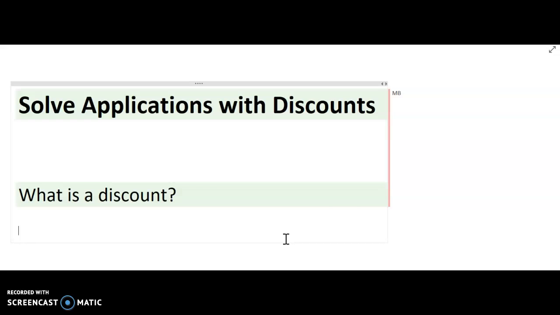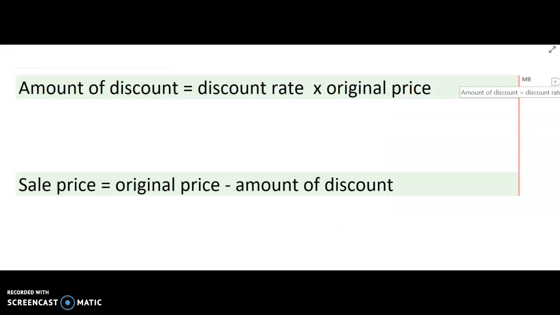So let's go ahead and do some math. First off, let's figure out what kind of math we need to do. So we have a couple different things. First off, if we know the price of an item and we know the discount rate, so 20% off, 20% would be the discount rate, then to find the amount of discount, how much we're taking off that price of the item, we would multiply the rate as a decimal times the original price of the item. If we multiply those two together, we get the amount of discount.